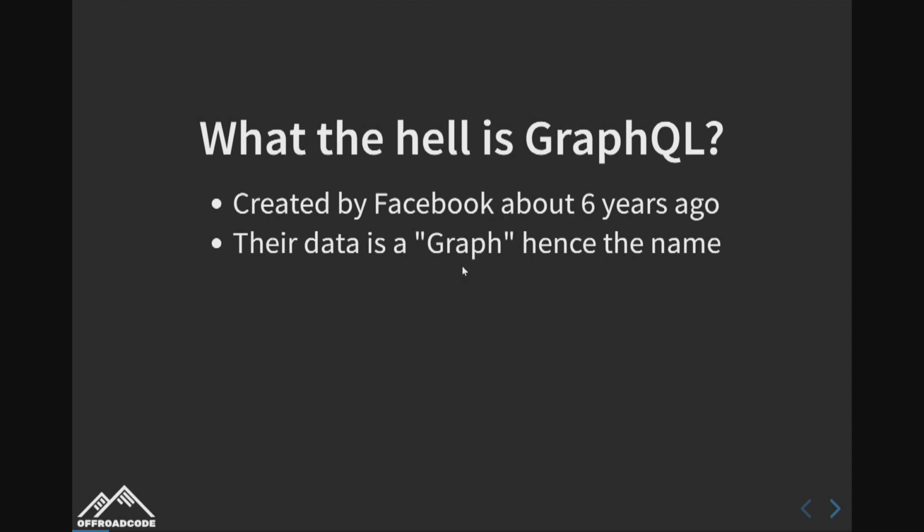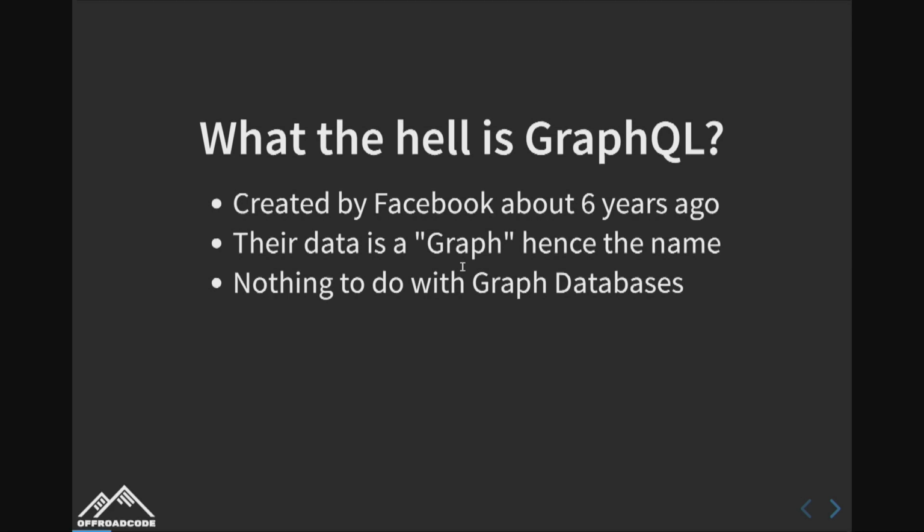Their data is a graph. So when you've got friends of friends and you like things, as far as they're concerned, they consider all of that to be this magical thing called a graph. That's where the name GraphQL comes from. It has nothing to do with graph databases, which the graph database people get very grumpy about. It's not GraphQL, it's just a stupid name we had to pick. Get over yourselves. And effectively, it's a new API standard.